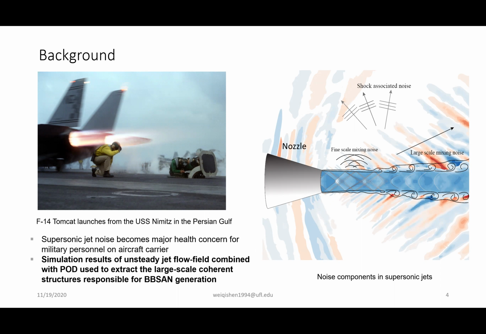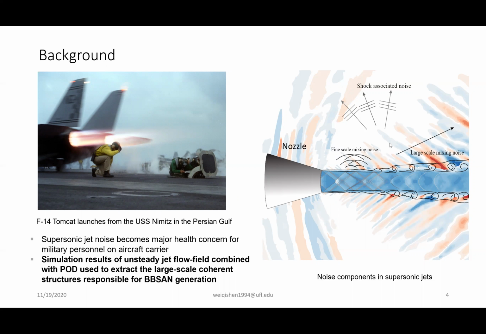Supersonic jet noise radiated from high-performance military aircraft has become a major health concern to military personnel working on the flight deck of an aircraft carrier. According to a report, the maximum noise level at the maintenance personnel position can reach up to 150 dB. The figure on the right-hand side shows the major noise components from an off-design supersonic jet.